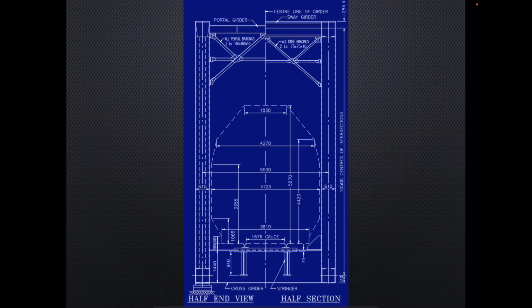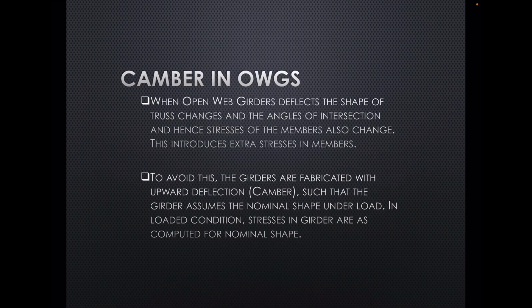Let's move ahead. This is an important concept in open web girders. When open web girders deflect, the shape of the truss changes and the angle of intersection of forces also changes. Therefore, stresses of the members also change.